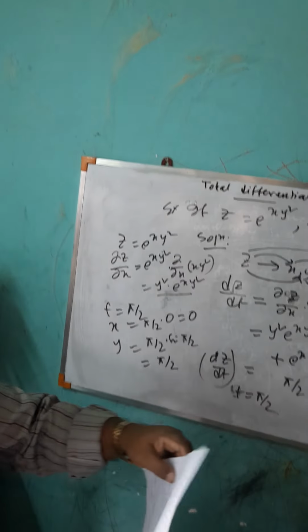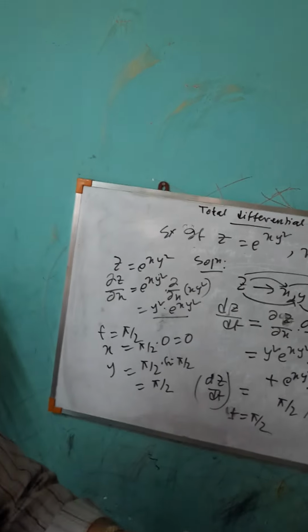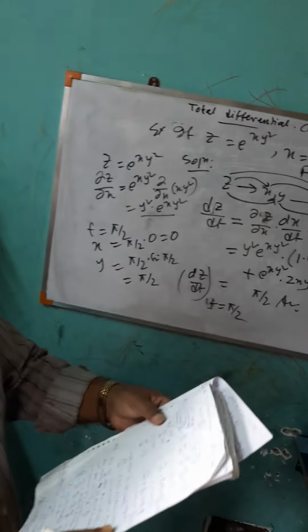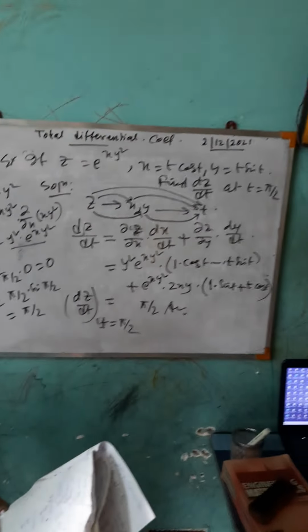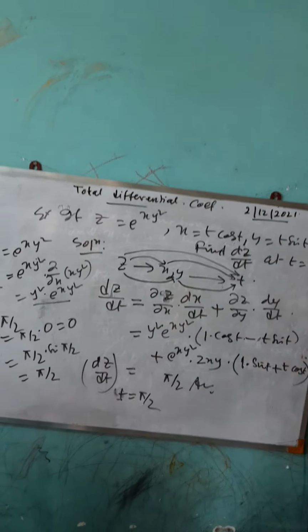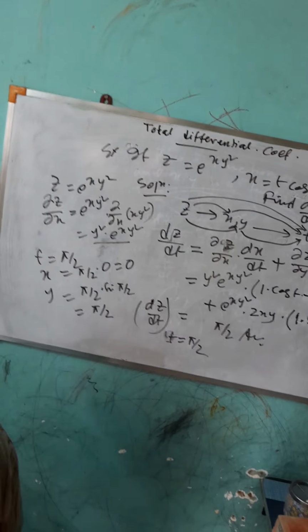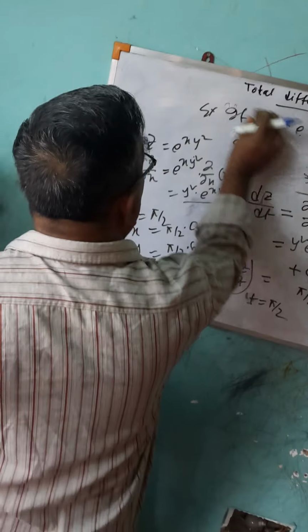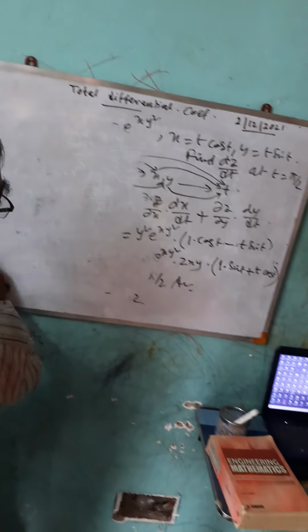Yes, sir. Now next sum I am doing. Okay, I am doing the next sum, then I will send it to you. So this is another sum of total differentiation. This is another sum, Example number 2.